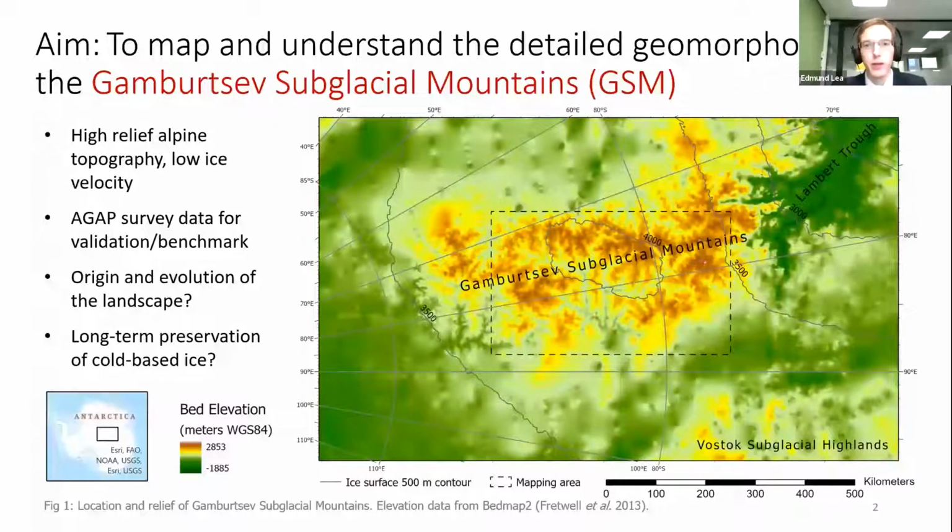Some of the questions we can ask about this landscape are about its origins and evolution. These are still relatively open questions. We think it's overall a landscape that has evolved through multiple different phases, and it might potentially be quite old. Another corollary to that is that there may be locations in this area where long-term cold-based ice is preserved, and there's a potential for us to be able to get at that a bit with some of this mapping.